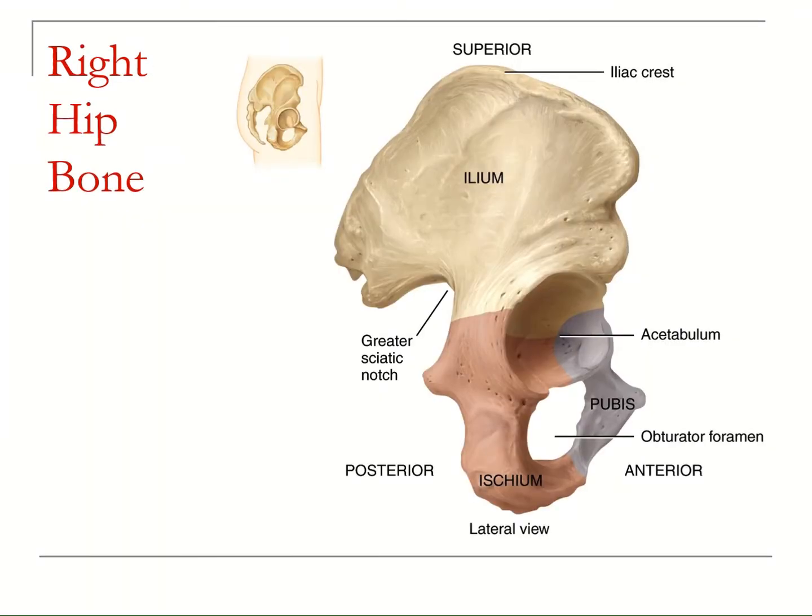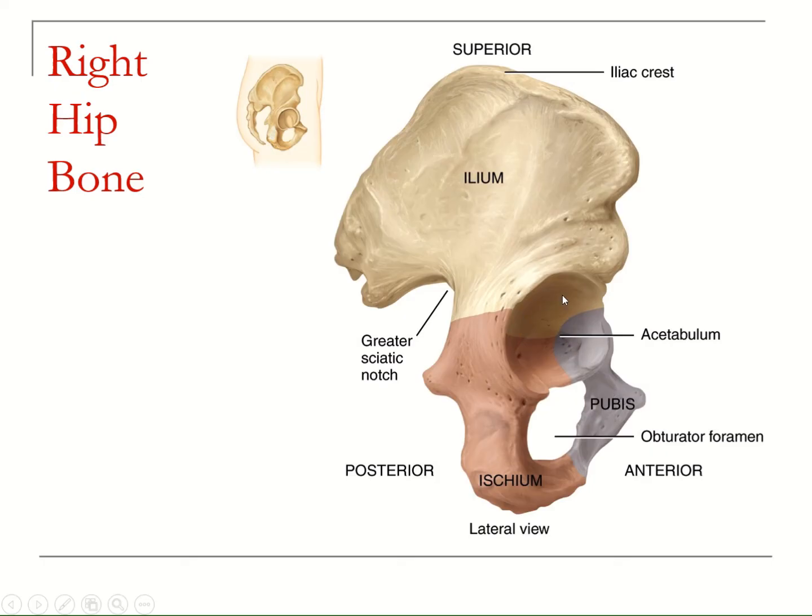So this is your right hip bone. The right hip bone is made up of three bones: ilium, ischium, and pubis or pubic bones. Ilium, superior portion; your ischium, inferior posterior portion; and your pubic bones, inferior anterior portion.